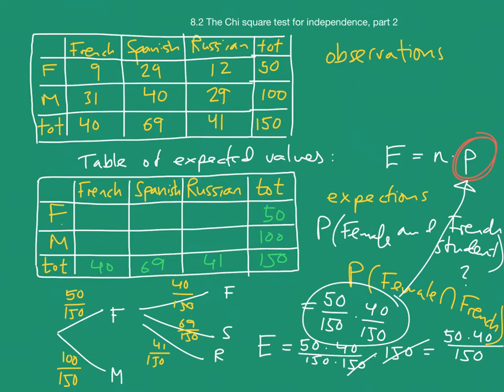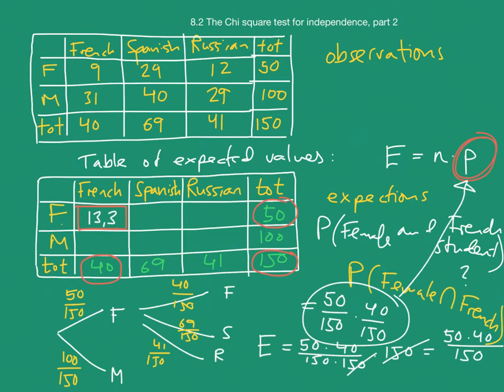Now, if you look carefully on the diagram, to find the expected value for a given cell, if we're looking at this one, we take the total for this column and the total for this row, and we multiply them, and then we divide by this number here. So 50 multiplied with 40 divided by 150, that's approximately 13.3 with 3 significant figures.